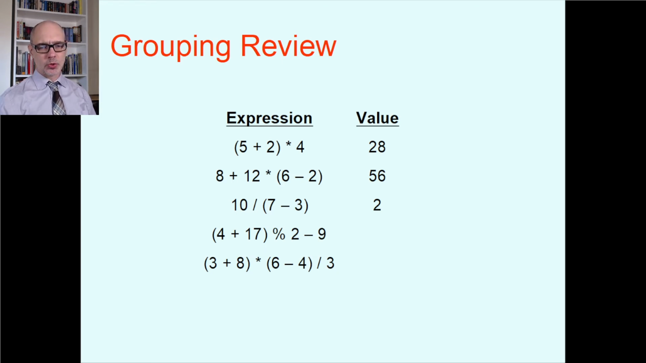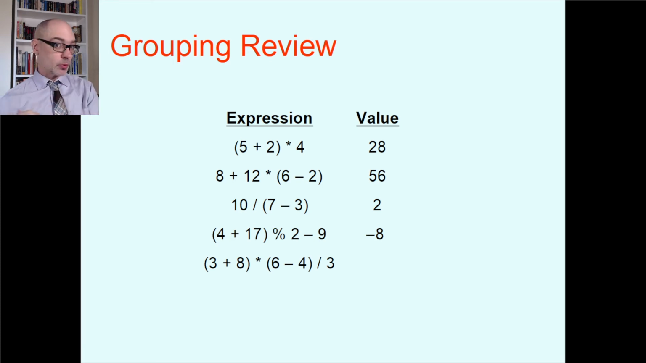Right? Then you do 21 mod 2. So 2 goes into 21 10 times, the remainder of 1. You get 1. And then you have to do 1 minus 9, and I think you get negative 8. Great. And this last one down here, so the first parentheses give you 11. The second parentheses give you 2.